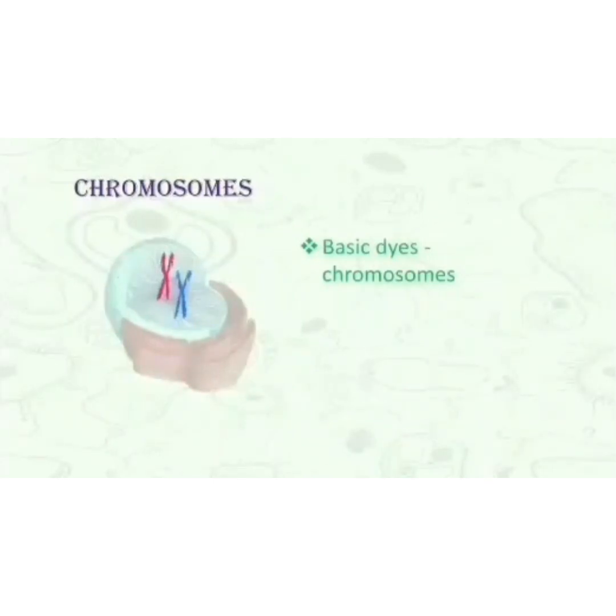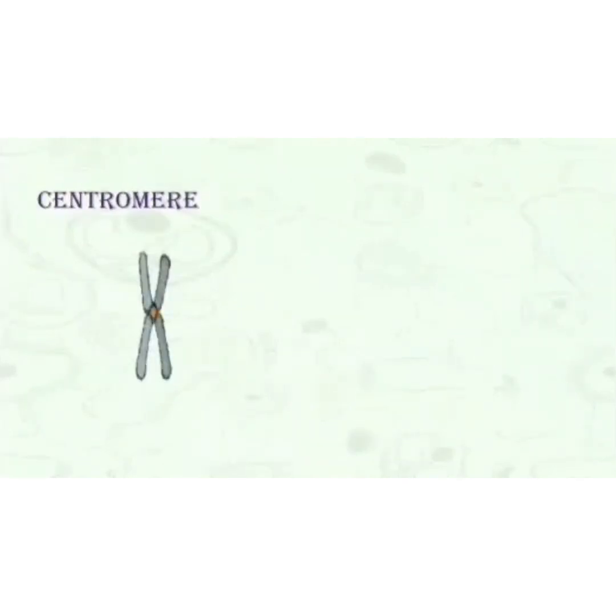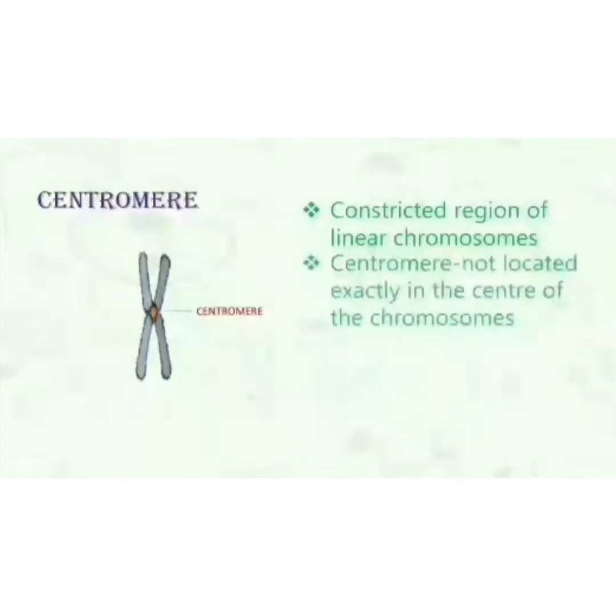They represent chromosomes. In Greek, chromo means color and soma means body, due to their property of being very strongly stained by particular dyes. Centromere. The constricted region of linear chromosomes is known as the centromere. It is usually not located exactly in the center of the chromosome, and in some cases it is located almost at the chromosome's end. The regions on either side of the centromere are referred to as the chromosome's arms.